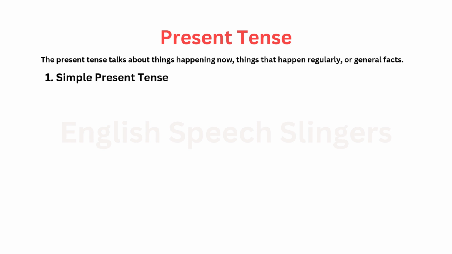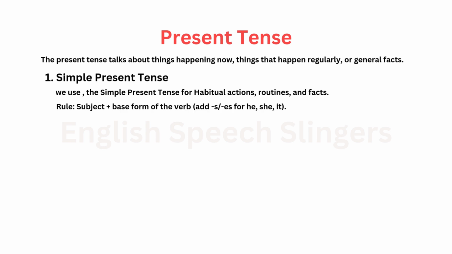Simple present tense. We use the simple present tense for habitual actions, routines and facts. Rule. Subject plus base form of the verb. Now, let's see some examples. I eat breakfast every morning. In this sentence, I is the subject. Eat is the verb. Breakfast is the object. And every morning specifies that the action is done daily.